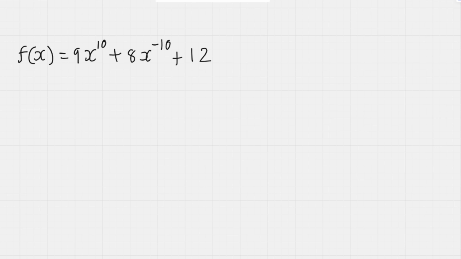Hello, so today we are going to find the derivative of f of x is equal to 9 x raised to 10 plus 8 x raised to minus 10 plus 12. Here we are going to use the power rule of the derivative. I am writing the power rule.